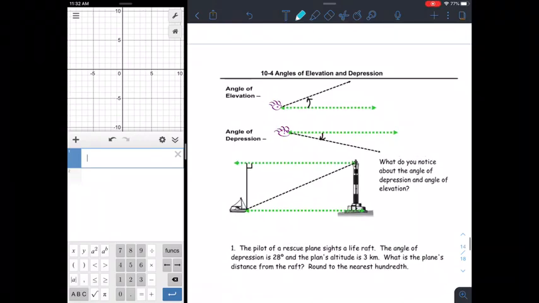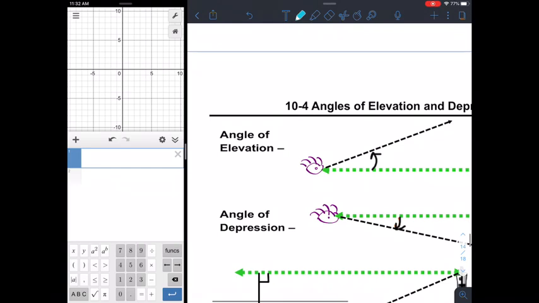Okay, last video for trig. Just a reminder up at the top of your page: SOHCAHTOA. Sine is opposite over hypotenuse. Cosine is adjacent over hypotenuse. And tangent is opposite over adjacent.